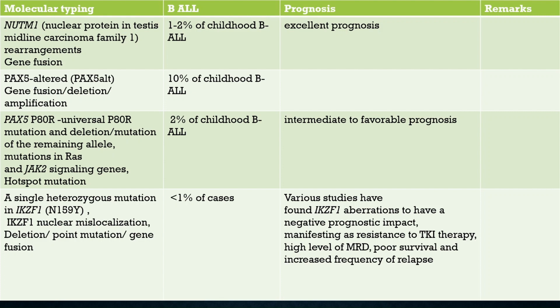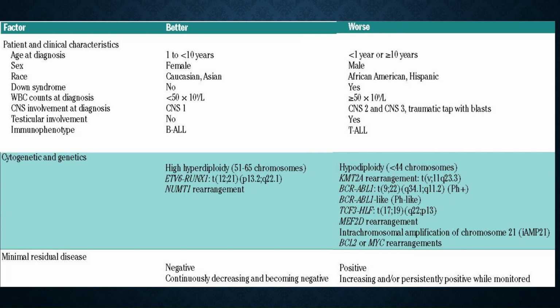A single heterozygous mutation in IKZF1, which is also called N159Y. IKZF1 nuclear mislocalization. The abnormalities can be deletion, point mutation or gene fusion. It is seen in less than 1% of cases. Various studies have found that IKZF1 aberrations have a negative prognostic impact, manifesting as a resistance to TKI therapy, high level of MRD, poor survival and increased frequency of relapse. This is all about molecular and genetic abnormalities related to BALL.